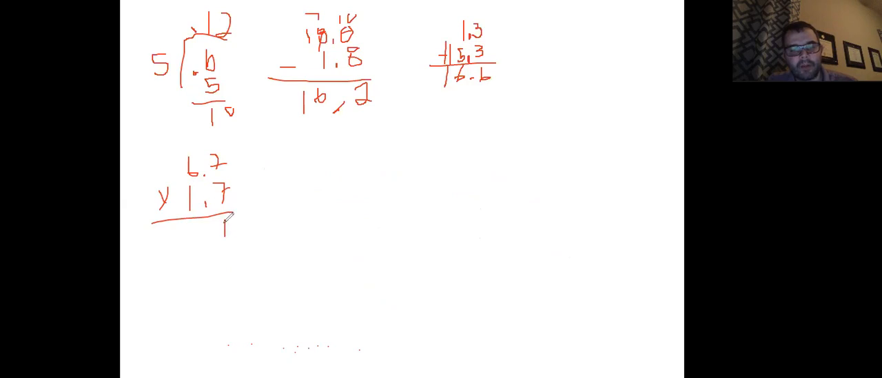7 times 7 is 49. 7 times 6 is 42 plus 4, which is 46. Add a placeholder. 1 times 7 is 7. And then 1 times 6 is 6. So then I have 9 plus 0 is 9. 7 plus 6 is 13. And 6 plus 5 is 11. Move the decimal twice. So 11 and 39/100ths.